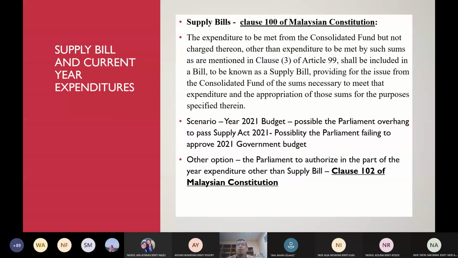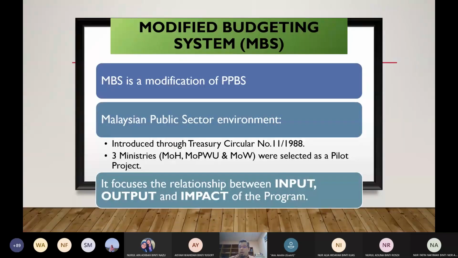Okay, and these are the options in case there is Parliament overhang. They cannot pass the bill. But I think it's quite smooth, the passing of the bill in both houses, in the House of Representatives as well as the House of Senate. Okay, any question?